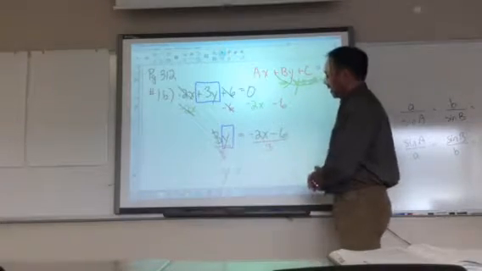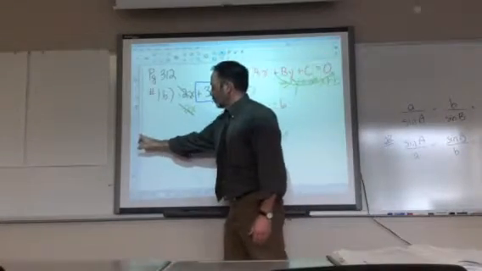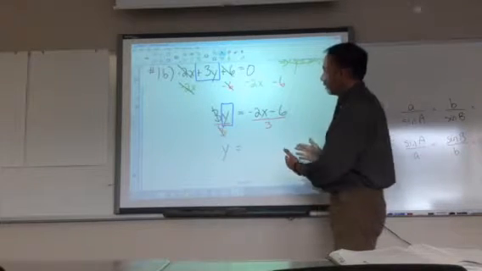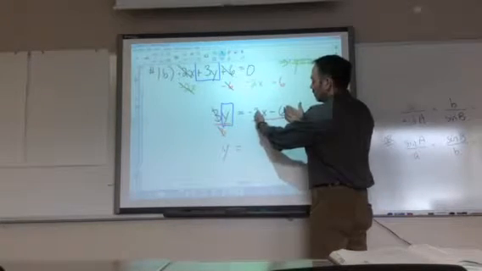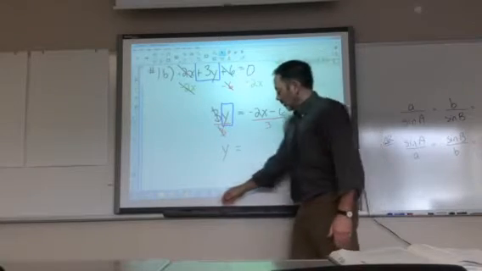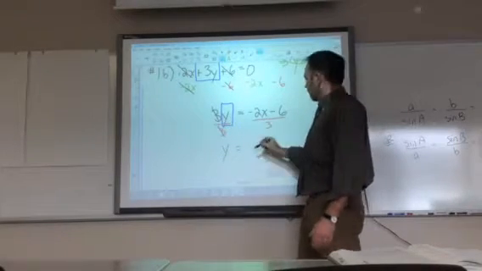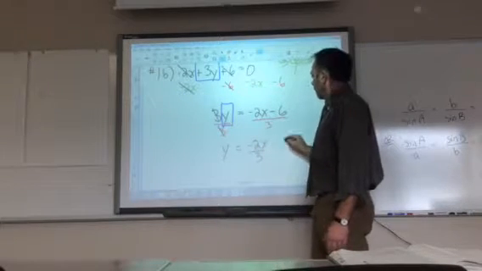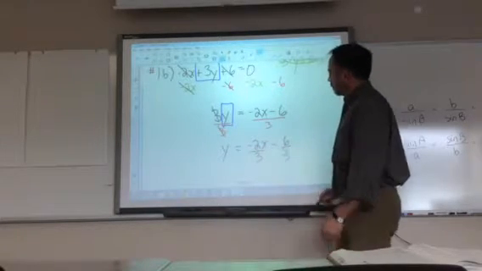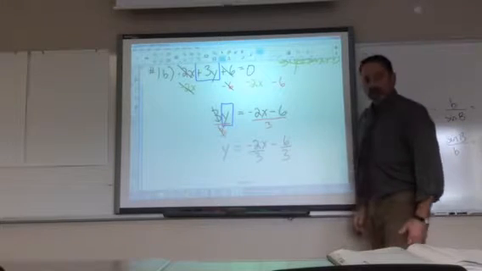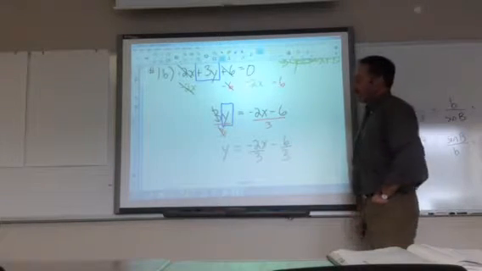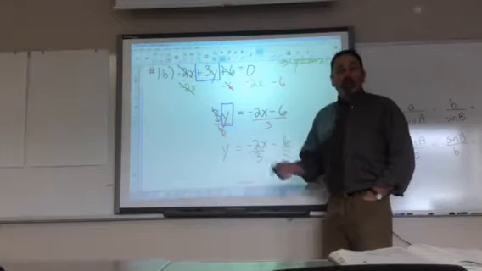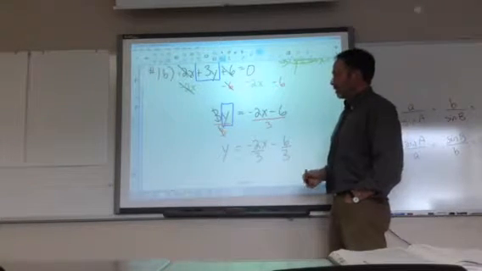Dividing on the right-hand side, well, I have two terms and I'm dividing by this 3. So what I can do is split the two terms into two fractions. So what I'm going to have is negative 2x over 3, and a minus 6 over 3. So notice how I've just split up the fraction into two terms. And the reason why that works is it's the opposite of getting a common denominator in the first place.